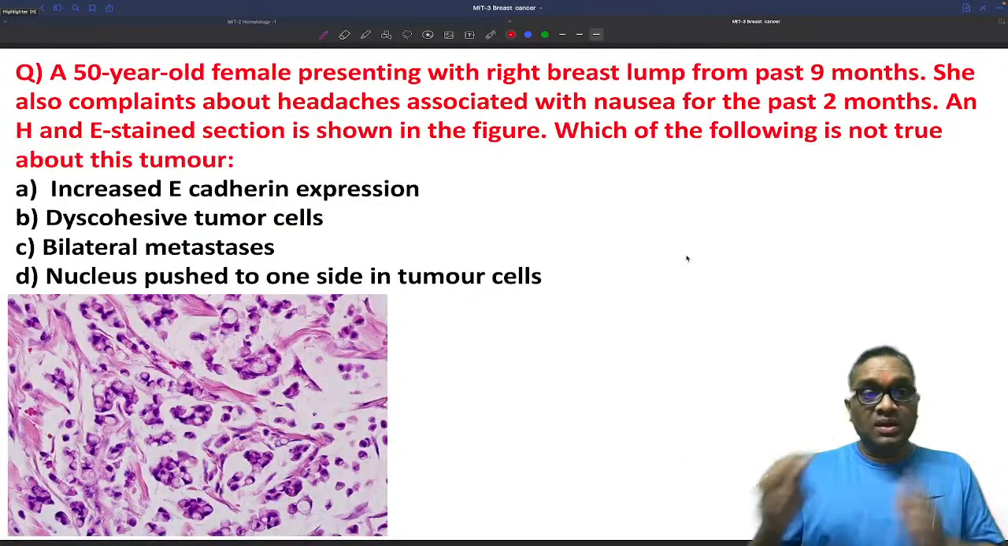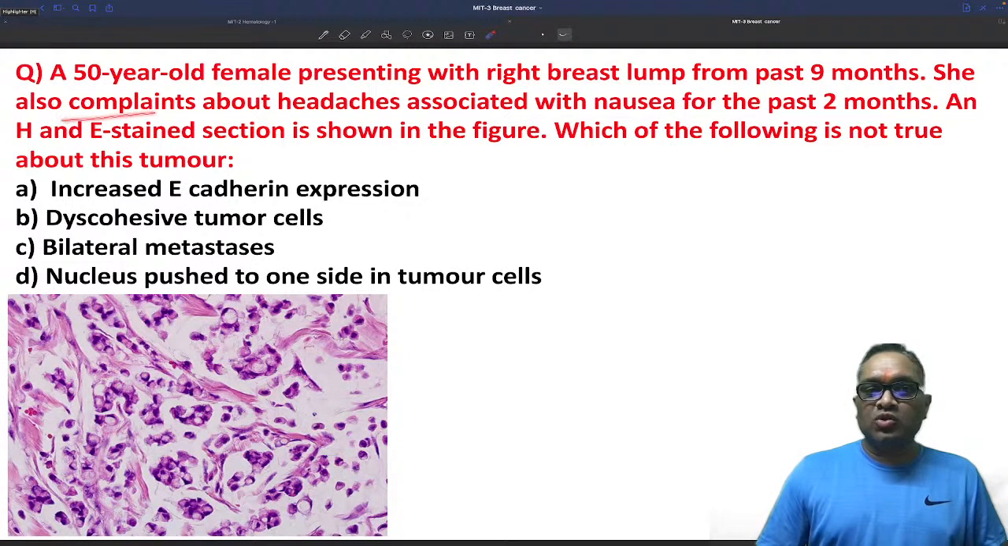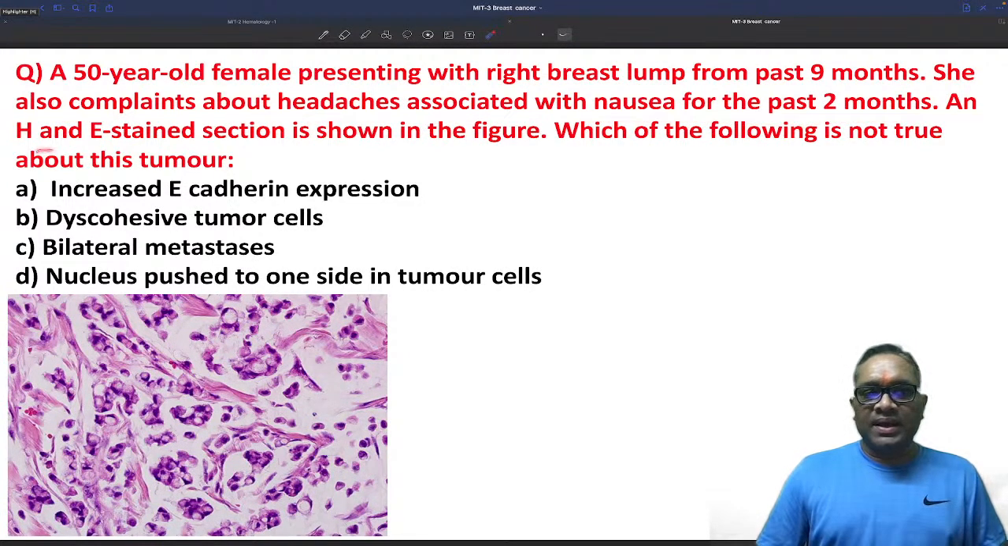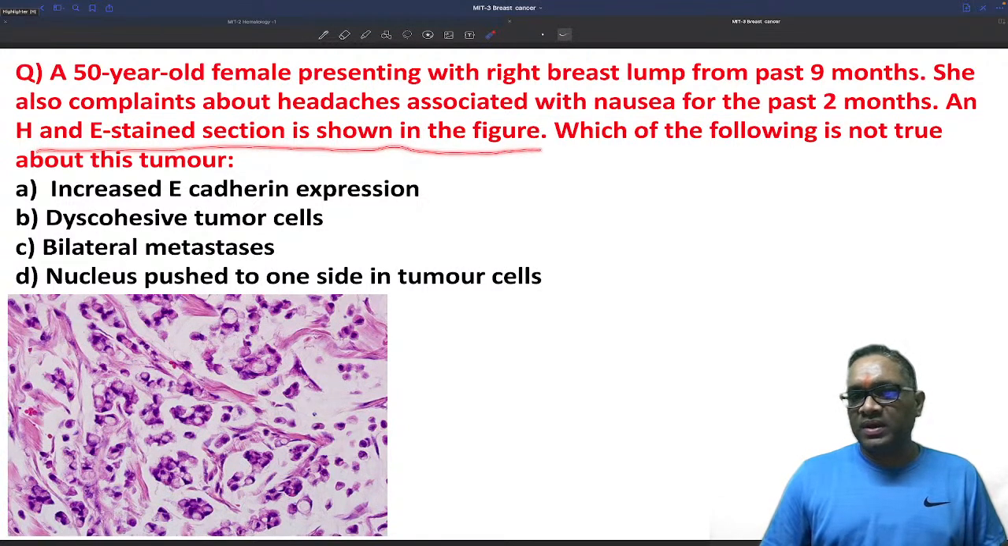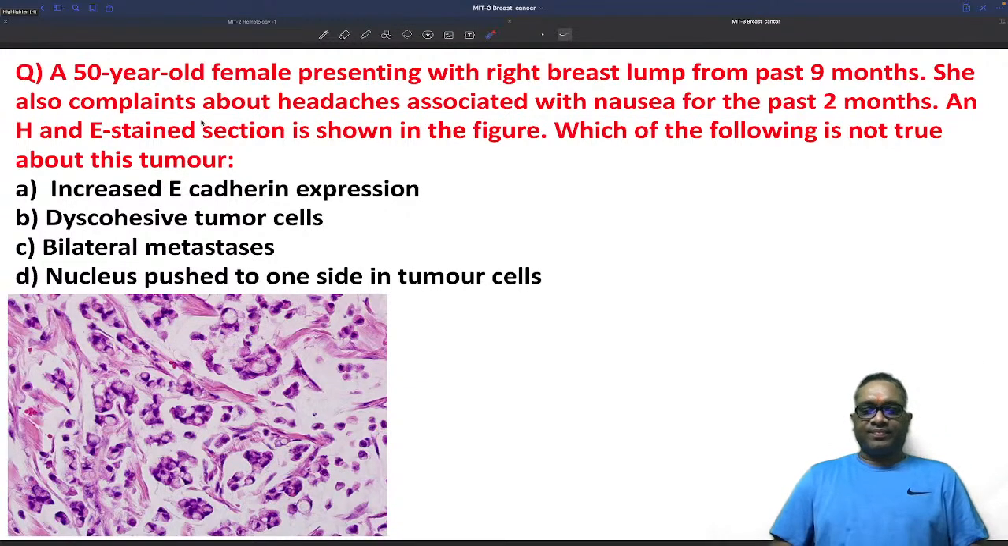Coming to the next question: a 50-year-old female presenting with a right breast lump from the past 9 months also complains about headache associated with nausea for the past 2 months, and the H&E section is shown in the figure. Which of the following is not true about this tumor? So what is the right answer?